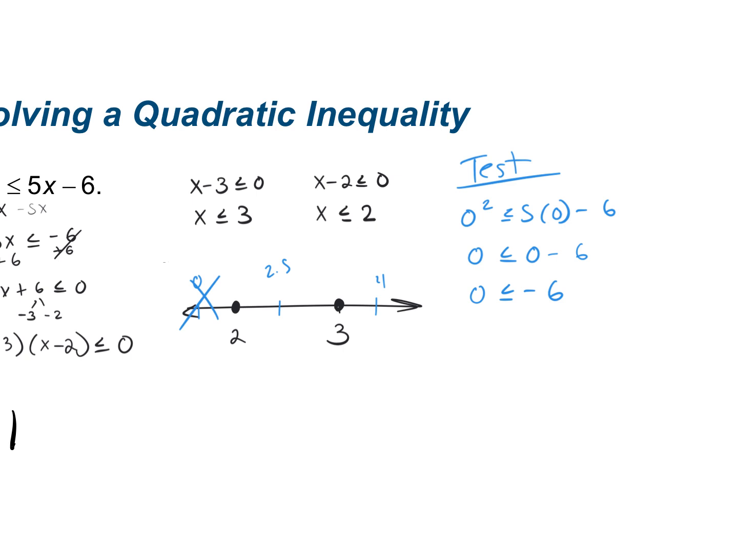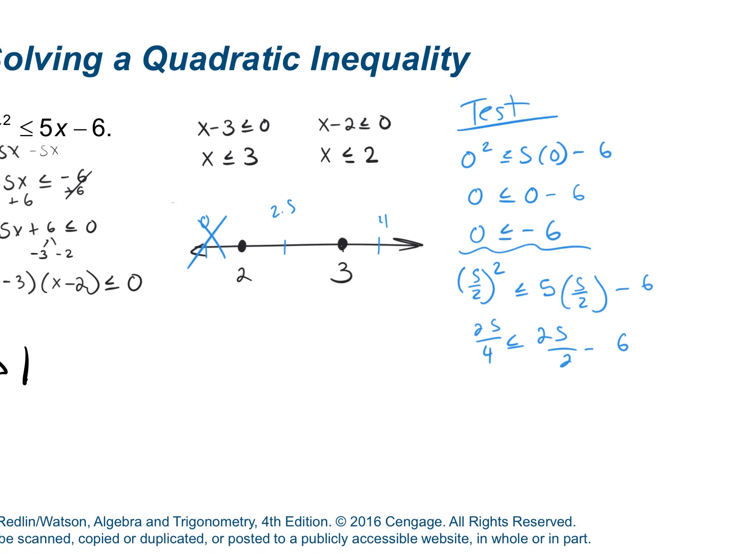So instead of writing 2.5, I'm going to write it as 5 over 2. So this is one test. 5 over 2 squared is less than or equal to 5 times 5 over 2 minus 6. This is 25 over 4 is less than or equal to 25 over 2 minus 6.